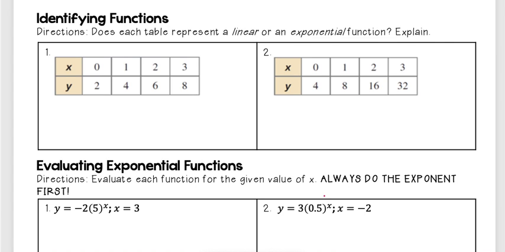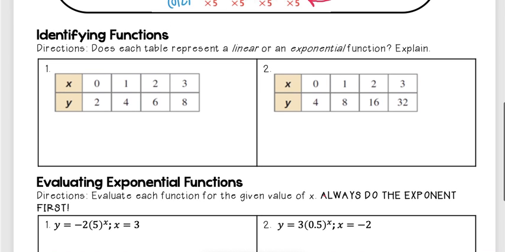So getting into the first type of example, identifying functions. For directions, we're going to determine whether each table represents a linear or an exponential function, and then explain. So again, for linear, we're going to be adding or subtracting y, where for exponential, we're looking for multiplying or dividing.